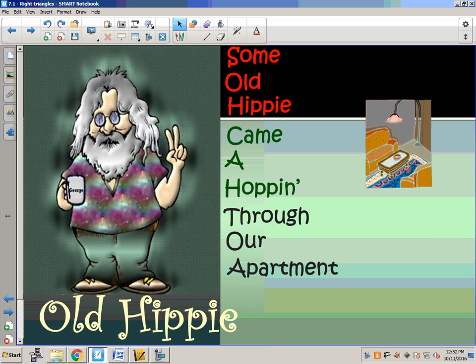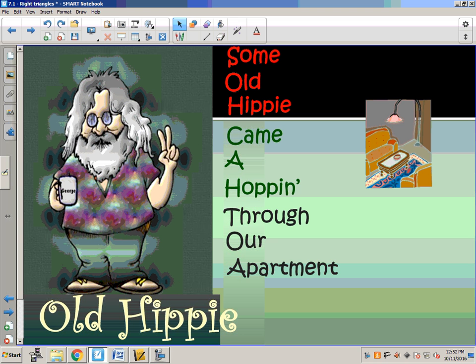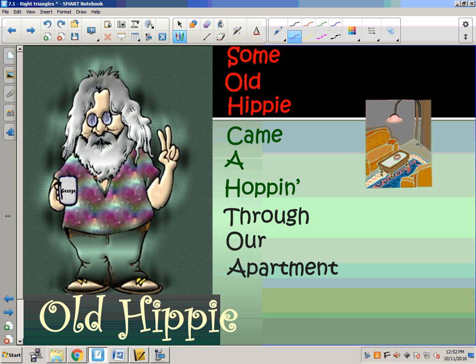This is some old hippie who came hopping through our apartment. His name's George, by the way. Anyways, SOHCAHTOA. Are we good on SOHCAHTOA? All right.